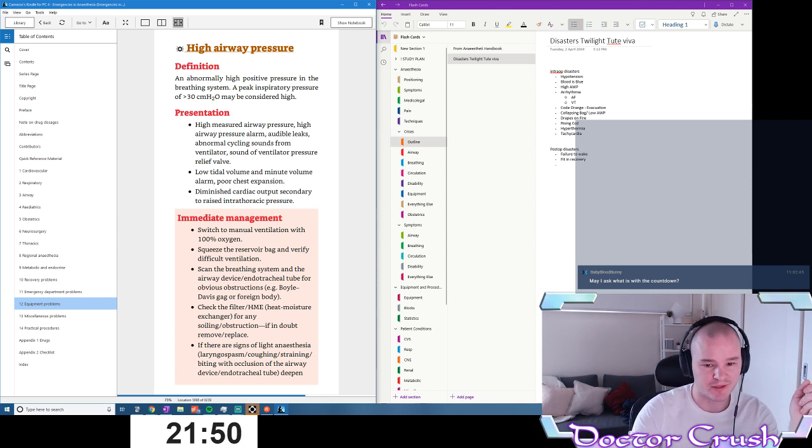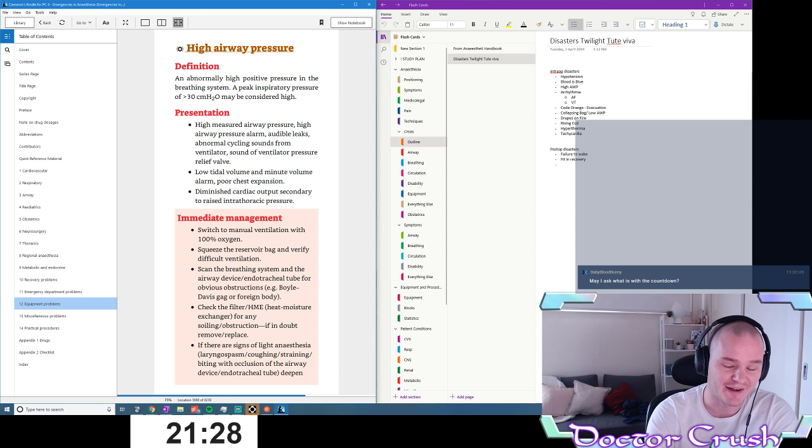May I ask what is with the countdown? Countdown is the way I like to study, like using a Pomodoro style, where I focus on what I'm doing for 25 minutes, and then I have a five minute break, get up, take a walk around, stretch my legs, usually make coffee in that time, and then I come back and I do another 25 minutes, and I repeat that 3-4 times. I knock out maybe 2 hours of work, and then have a longer break, half an hour.